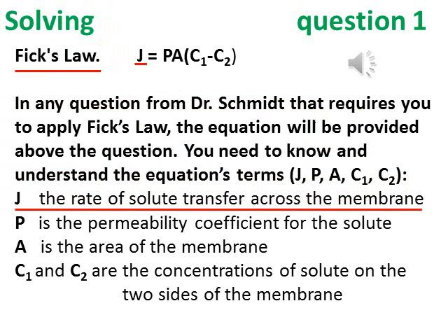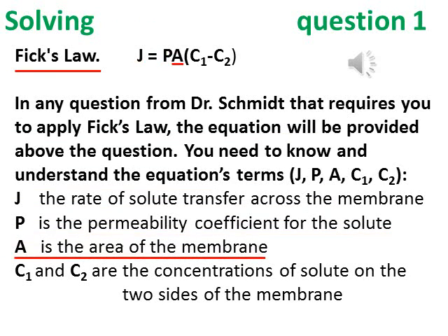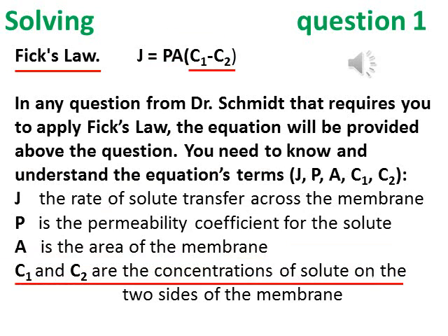J is the rate of solute transfer across the membrane. P is the permeability coefficient for the solute. A is the area of the membrane. C1 and C2 are the concentrations of the solute on the two sides of the membrane.